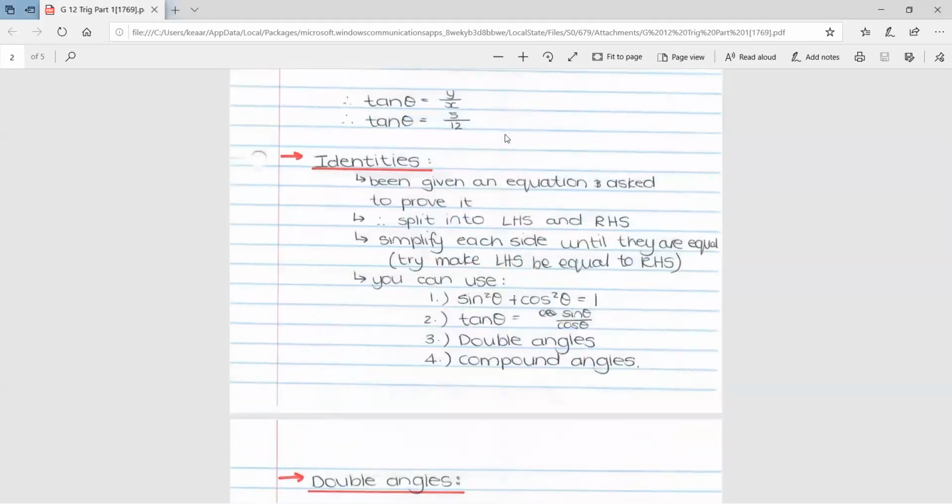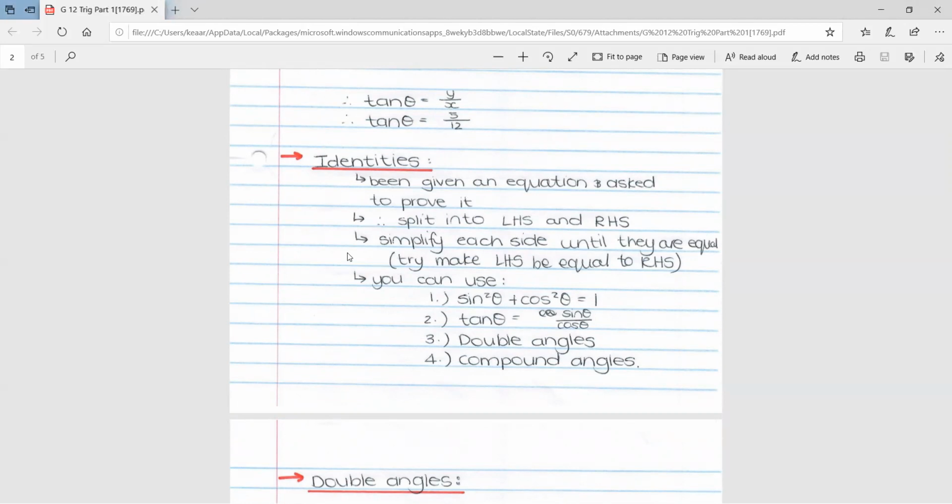Then we move on to identities. Okay, so you'll probably be given an equation and asked to prove it. So it will be something, something, something equals something, prove the identity. So what you want to do is split the left-hand side and split the right-hand side. You want to keep them separate. You want to simplify each side as much as possible on its own until they are equal.